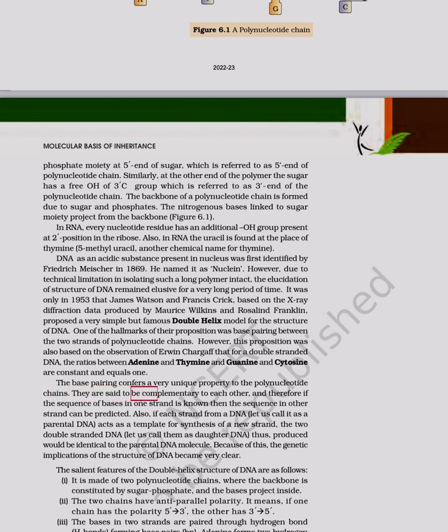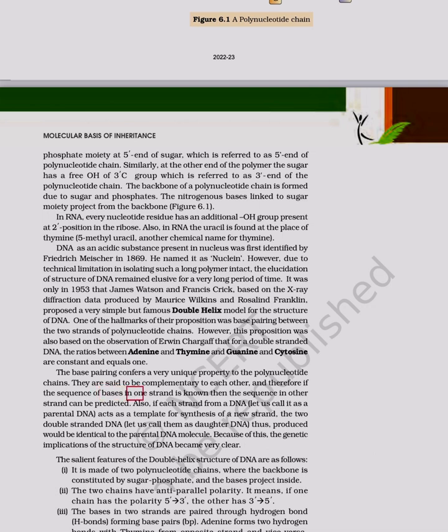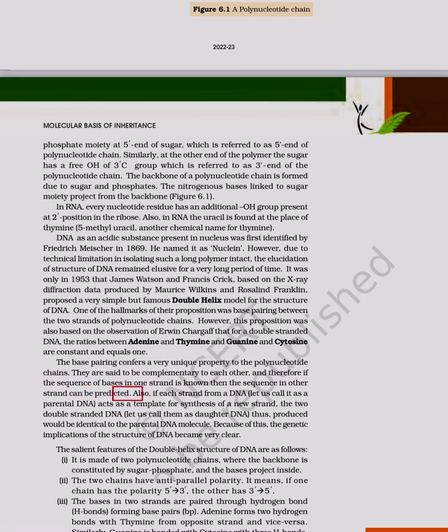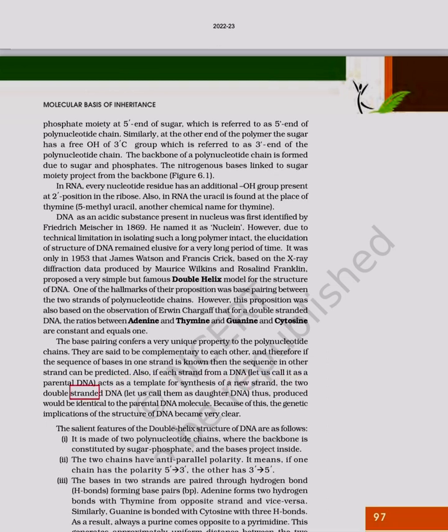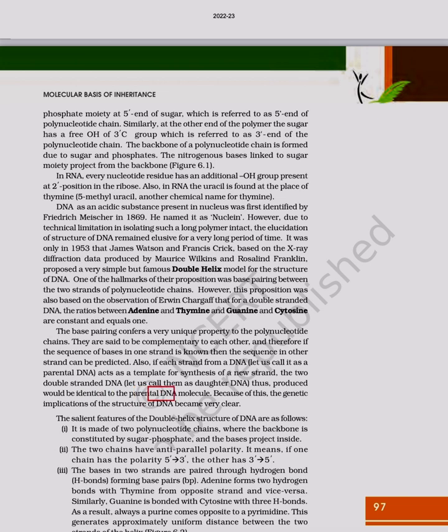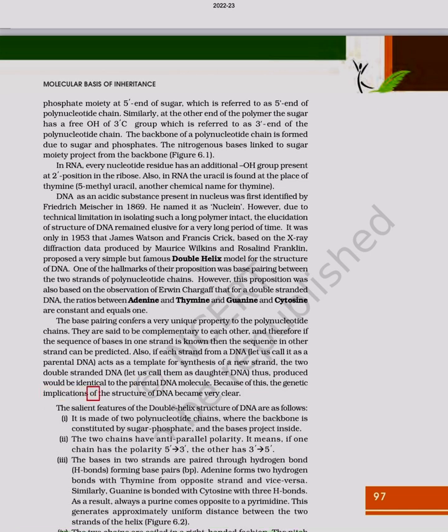They are said to be complementary to each other, and therefore if the sequence of bases in one strand is known, then the sequence in the other strand can be predicted. Also, if each strand from a DNA, let us call it a parental DNA, acts as a template for synthesis of a new strand, the two double-stranded DNA, let us call them daughter DNA, thus produced would be identical to the parental DNA molecule. Because of this, the genetic implications of the structure of DNA became very clear.